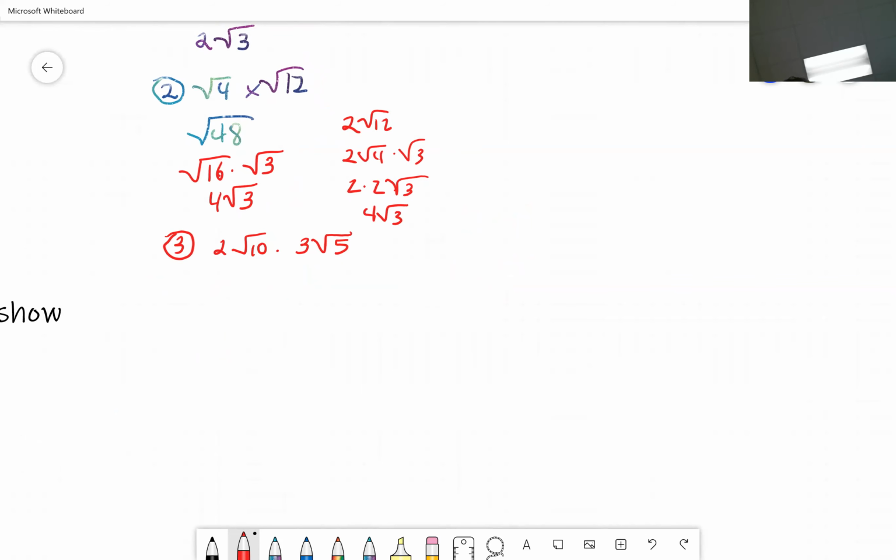3 times 2 is 6, and square root of 10 times square root of 5 is square root of 50, right? And then now you have 6 times the square root of 25 times the square root of 2, which is 6 times 5 times the square root of 2, which is 30 square root of 2.